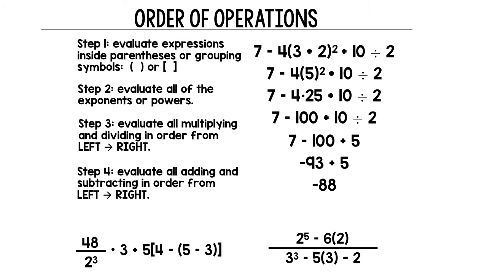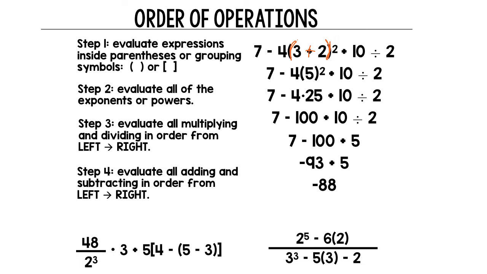So the order of operations, step one, I'm going to kind of circle what changes so you can see it. Step one, evaluate expressions inside parentheses or grouping symbols. So first, you're going to do 3 plus 2. This is going to be step number one, add what's in the parentheses. And then we get 3 plus 2 is 5. So we write the 5 there. It's going to stay in the parentheses.